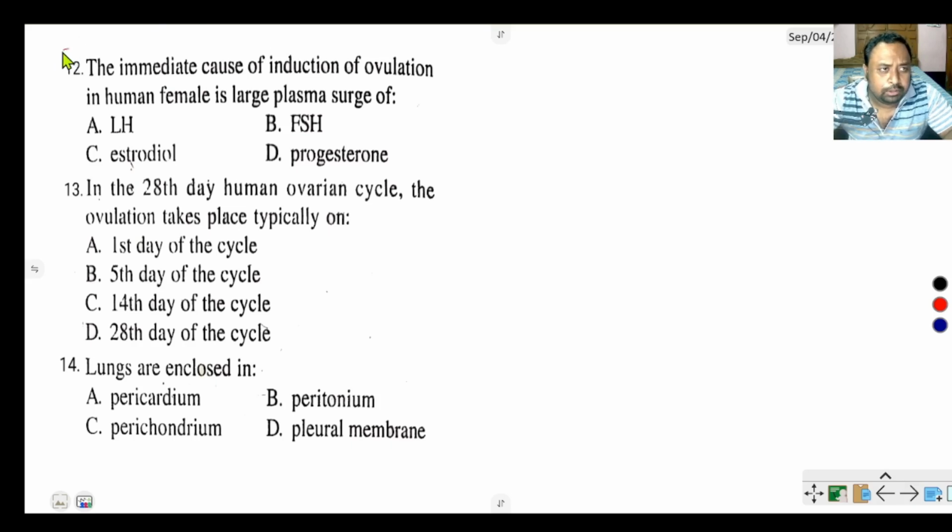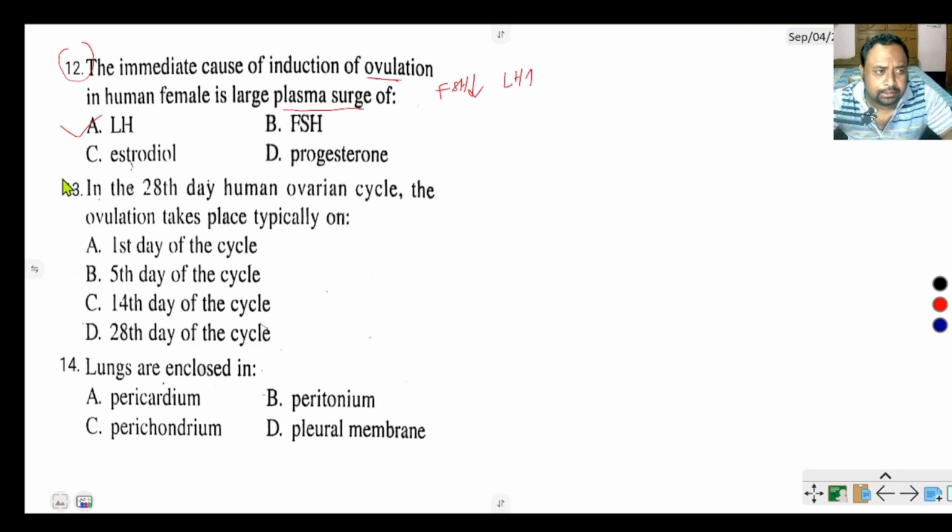Next question, question number 12. The immediate cause of induction of ovulation in human females is a large plasma surge. Large plasma ovulation occurs by luteinizing hormone. Luteinizing hormone is called the ovulatory hormone. At that time, the concentration of FSH decreases and LH concentration increases.